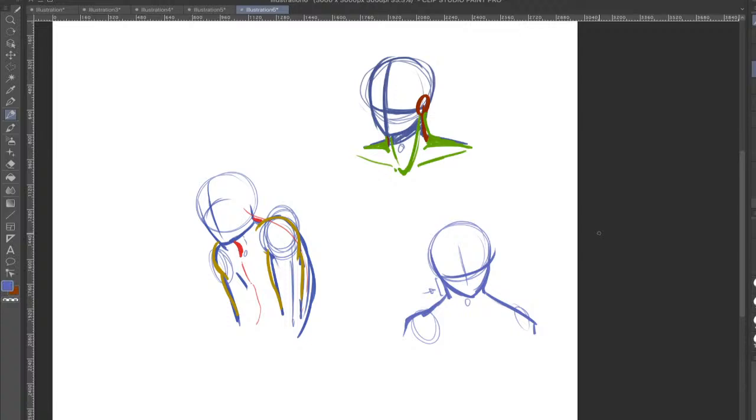And a lot of times it is, because our neck is only as wide as our skull. It's not wider. So the skull can very easily hide our neck as things move around and as our perspective changes.